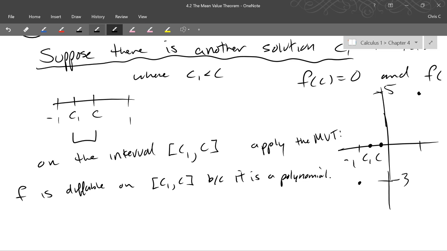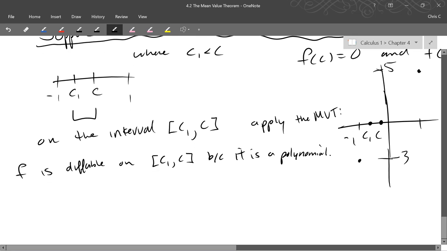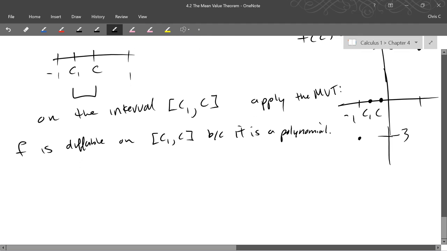Your trig functions are all continuous and differentiable on their domains. So as long as my interval doesn't span a vertical asymptote for tangent and cotangent, they would all be differentiable as well. If it's a trig function, you could say this trig function is differentiable whenever we don't have a vertical asymptote. And sine and cosine don't have vertical asymptotes. You can say the same thing for rational functions too: as long as you're not dividing by 0 and that x value is not in the interval you're using, you're okay. All right, so we got differentiable because it's a polynomial. That's all we really need for the MVT.